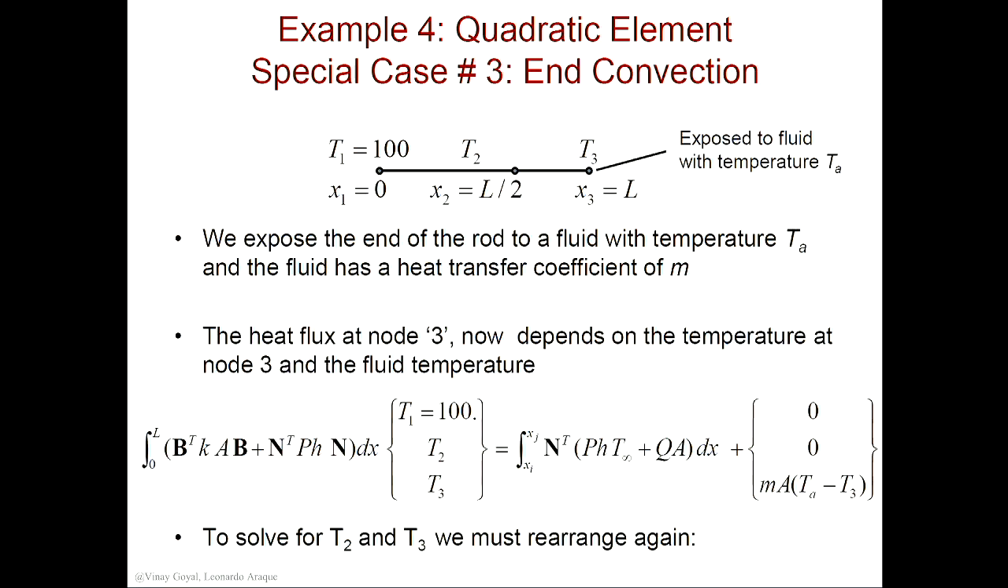Third example is convection. I'm calling the temperature of the fluid here T infinity, or TA as I called it. And the heat transfer coefficient, I used M for this, so H is equal to M. Same process. T1 is at 100 here. T2 and T3 are unknown, but now I have MA times TA minus T3. That's my heat flux, basically. Now T3 shows up on the right, and T3 shows up here, so I have to bring T3 to the other side.